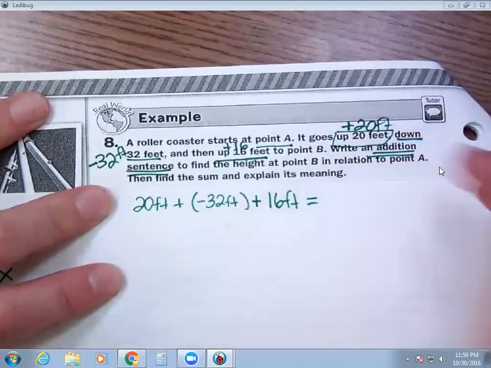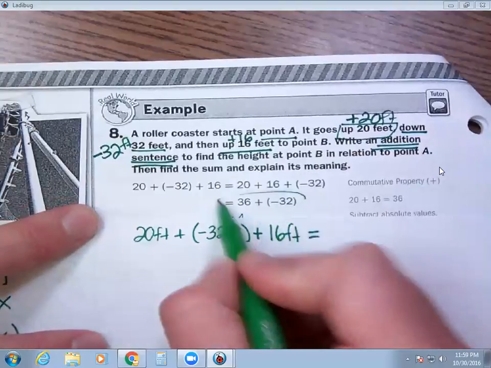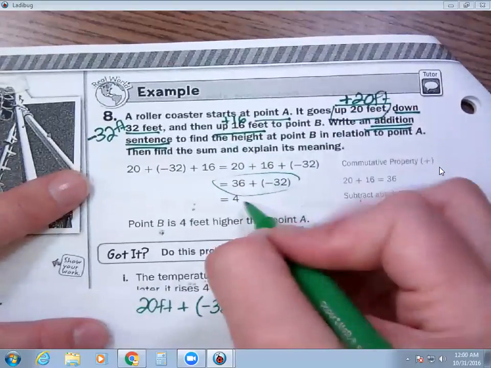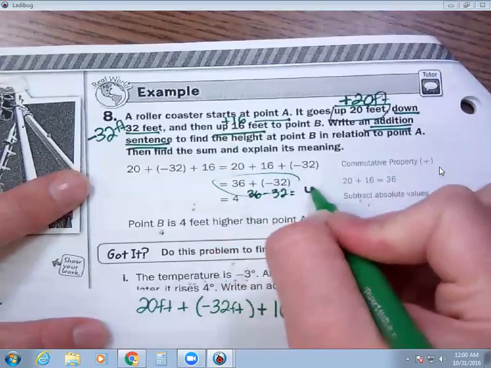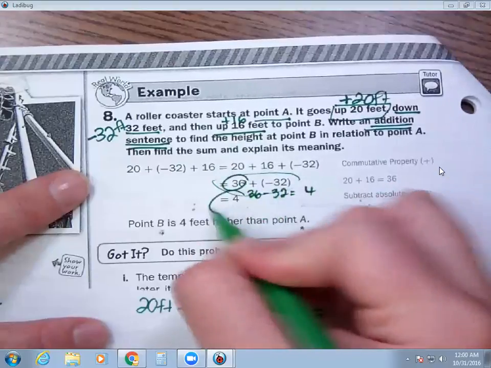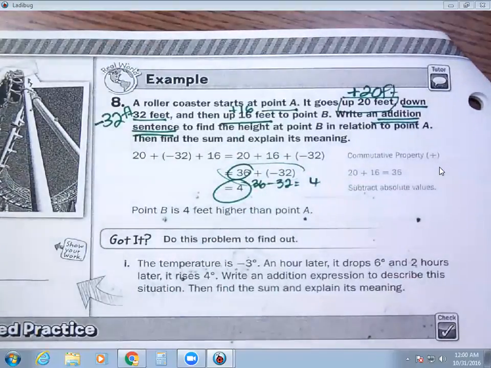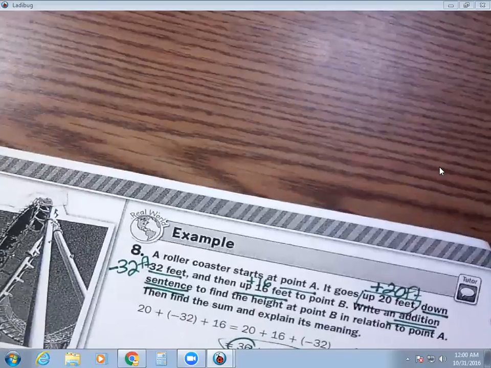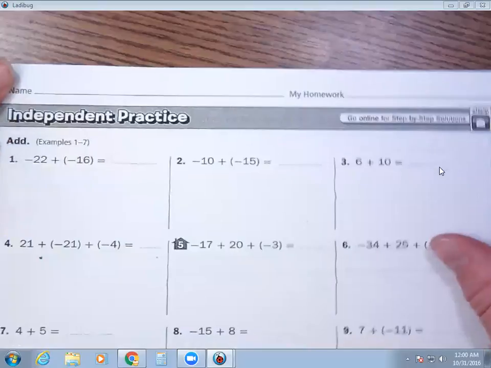All right. And then we're going to answer it this way. 36 plus -32, which is just 36 minus 32, is 4. And then the positive wins out. So our answer is 4. Okay, I'm not going to have you do an example of that one. What I'm going to have you do is just go straight to your homework, because I'm so confident that you're going to rock this out.